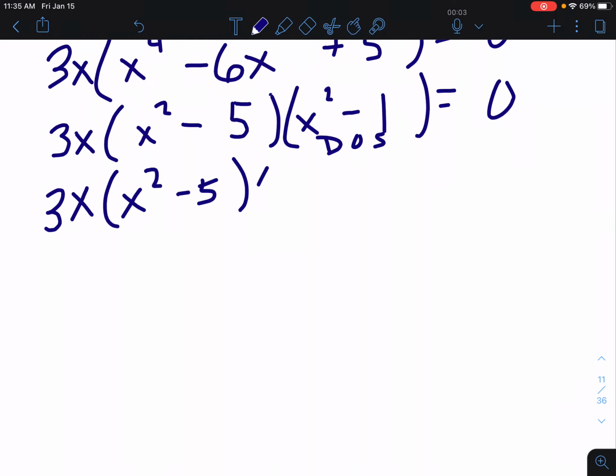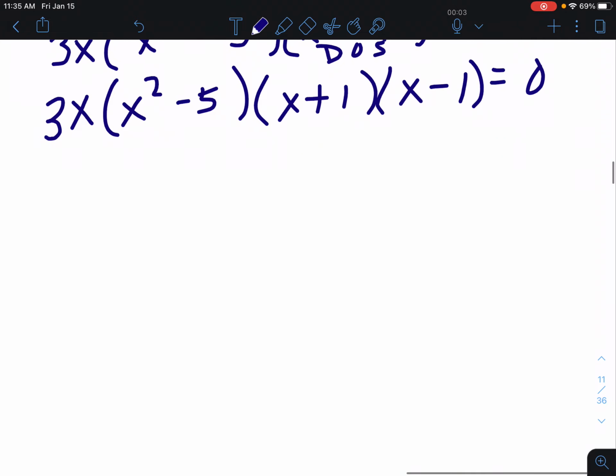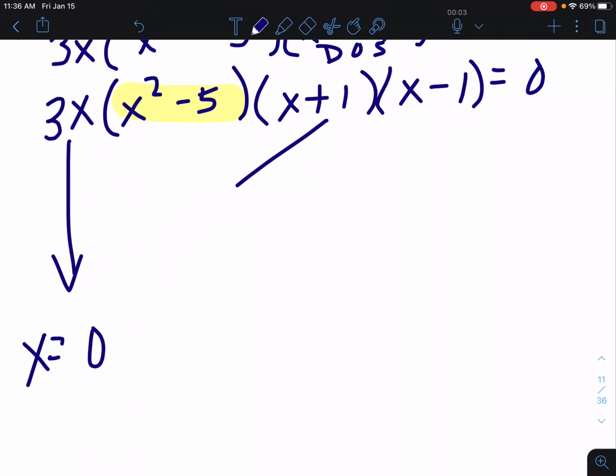This one here, though, is a difference of squares. X plus 1, x minus 1. Okay, now that everything's factored, it's answer time. And this one's going to get a little more difficult with this guy here. I'll save that for last. So your first one, x equals 0, very easy. This one, -1. This one, 1.